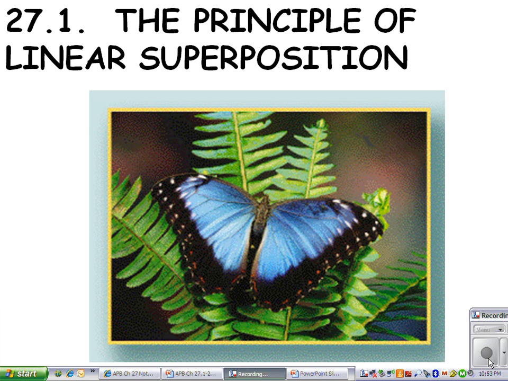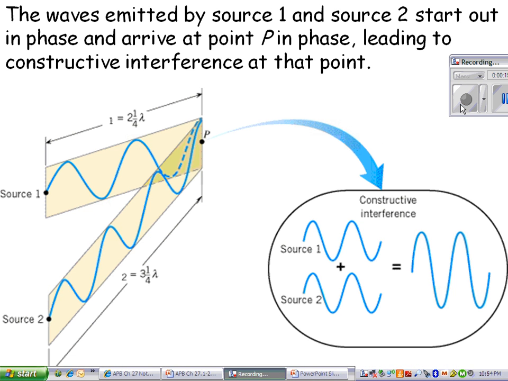This is the lecture on the principle of linear superposition, and we will be looking at constructive and destructive interference of light waves and how they can allow for patterns of light to exist. Here you'll notice that there are two sources of light.